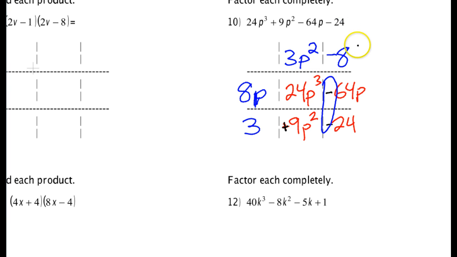Okay. And lastly, we're almost done. What have we not done yet? Yeah, we haven't actually written the answer down. So this is just a tool to get us the right answer, but we want to write the answer out. Equals 8p plus 3 times 3p squared minus 8. And then you're finished.